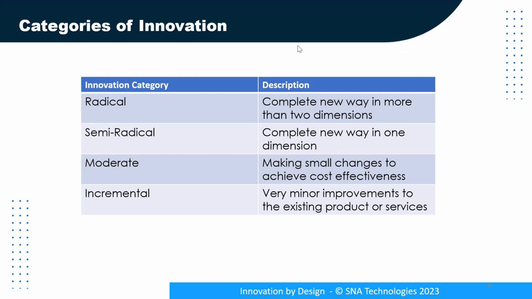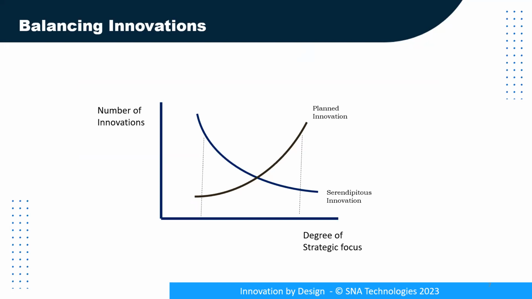Now, if you look at the innovations, based on the strategic focus versus the number of innovations, if the innovation is less on the strategic focus, we call it serendipitous innovation or accidental innovation. A classic example of accidental innovation is, I don't know if you are familiar with 3M, when they developed the Post-it sheet, the Post-it paper. That was an accidental innovation.